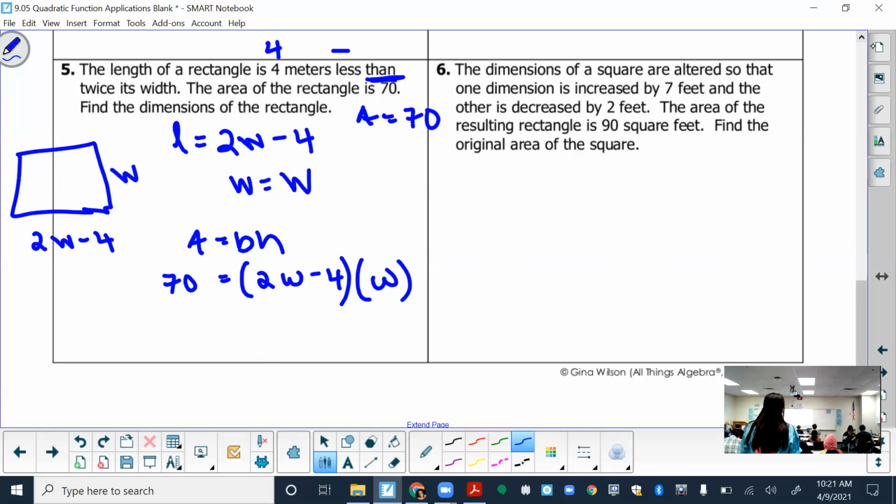I want you to look at other ones from your practice. We'll talk about how you set them up. Any questions on number 5?